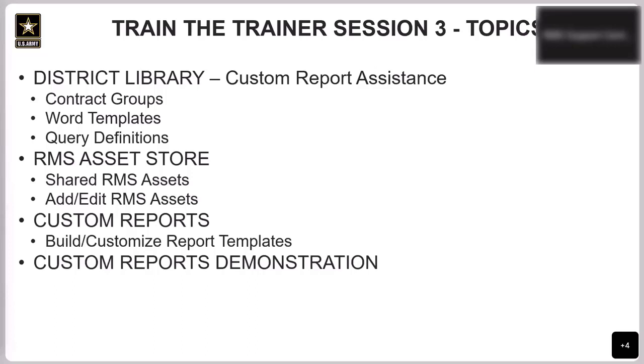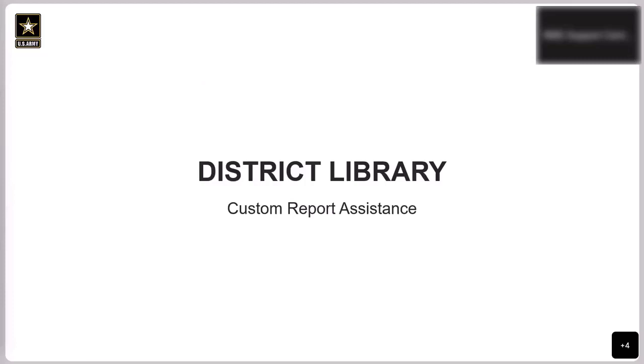Then we will review the RMS Asset Store and take a look at what's available there and how you can work there on your own. And next we'll do an overview of the custom reports screens in RMS and break down the capabilities available there. And then finally, we're going to perform a demonstration of how to build custom reports in the report generator for RMS called Telerik. So now we'll start looking at the elements available in the district library to assist in custom reporting.